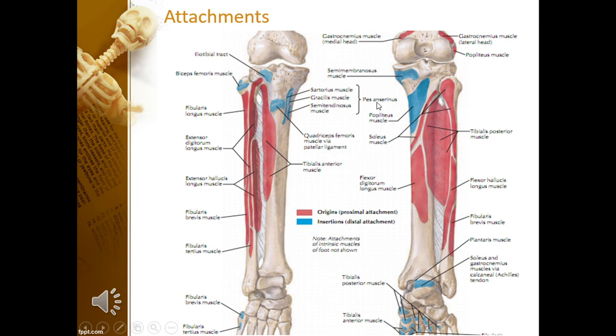These are the muscles of anterior, medial, and posterior compartment of thigh, and they are collectively known as pes anserinus. The lateral surface and part of the interosseous membrane gives attachment to tibialis anterior muscle, which is the muscle of anterior compartment of leg. Rest of the anterior compartment muscles arise from fibula and part of interosseous membrane.